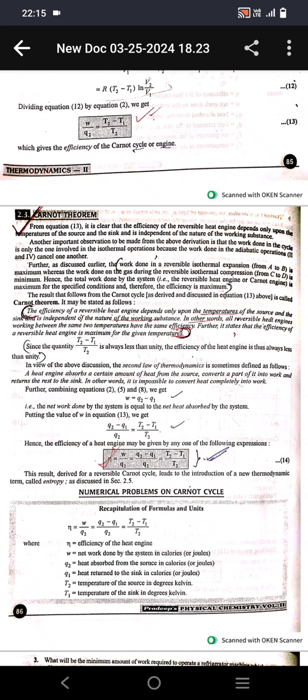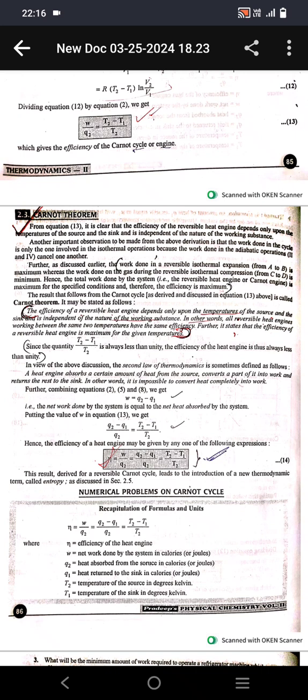The result that follows from the Carnot cycle is called Carnot theorem. It may be stated as follows: the efficiency of a reversible heat engine depends only upon the temperature of the source and the sink, and it does not depend on the nature of the working substance. In other words, all reversible heat engines working between the same two temperatures have the same efficiency. Further, it is said that the efficiency of a reversible heat engine is maximum for the given temperature.